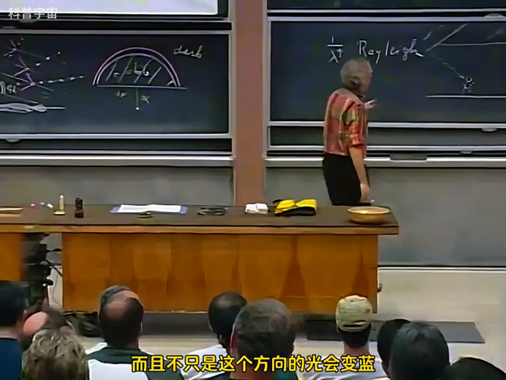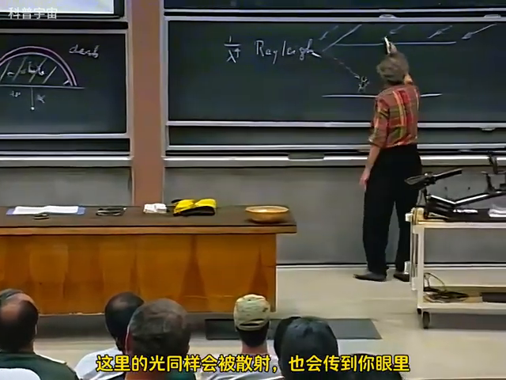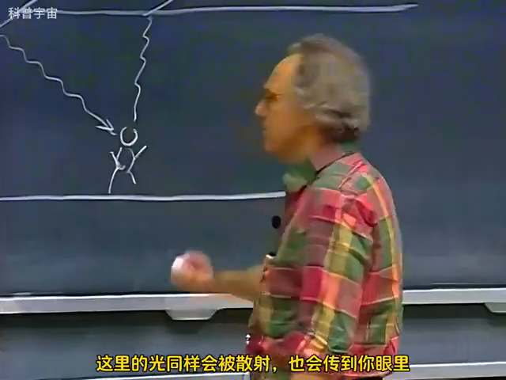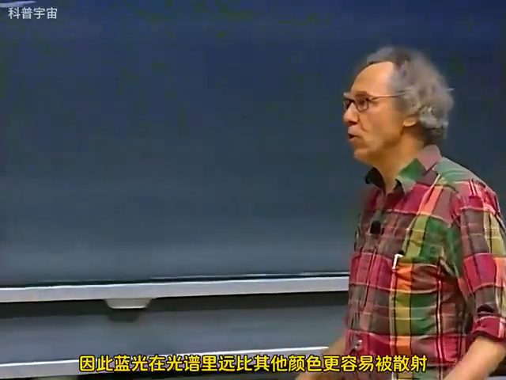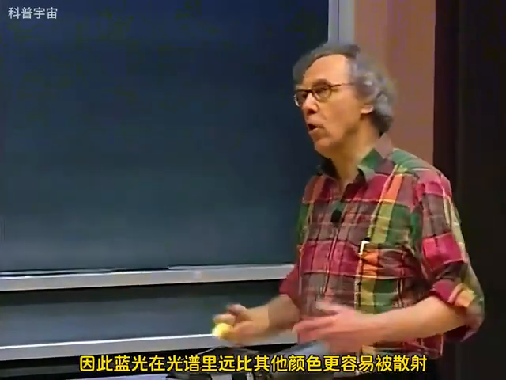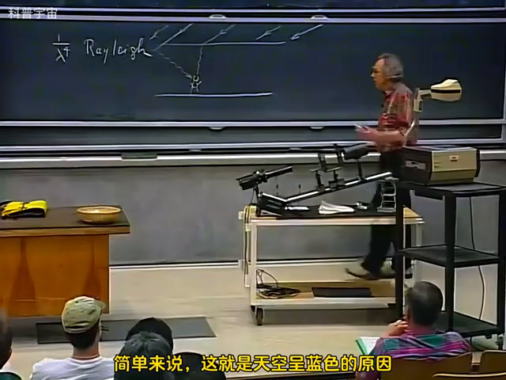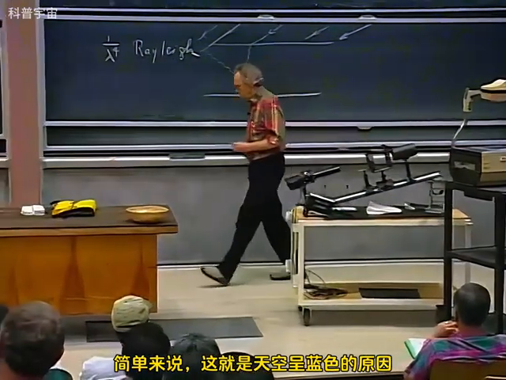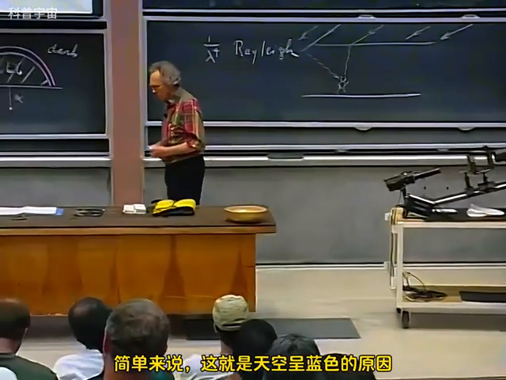But not only will it be blue in this direction, but this light here is also scattered, also comes to you. And so the blue is highly favored over the other colors in the spectrum. And that is, in a nutshell, the reason why the sky is blue.